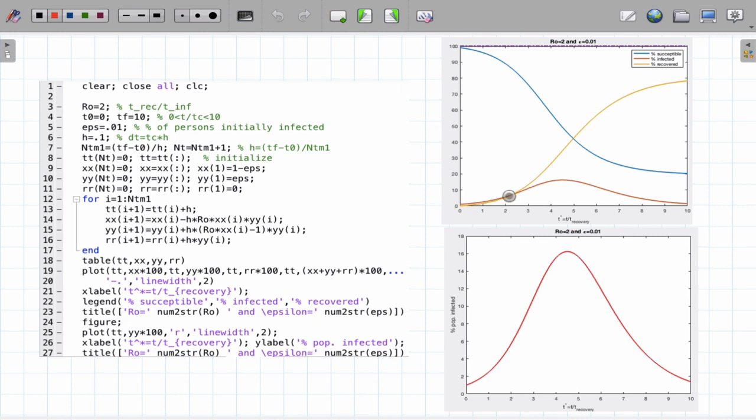And the number of persons recovering, of course, grows, and the number of persons who are infected ultimately diminishes down to nothing. And so this is the curve that we were talking about, where we're trying to flatten. If we just look at it all in isolation, here it is. This is the curve, percentage of the population that's infected, as a function of the dimensionless time, which is t on t recovery.